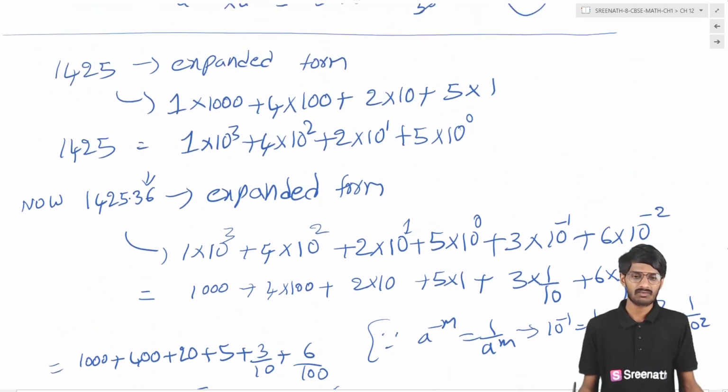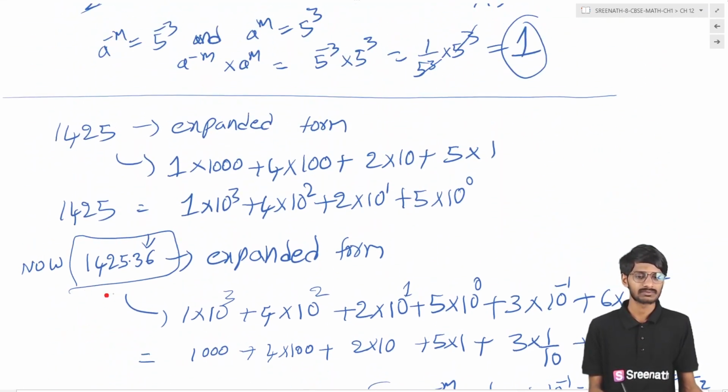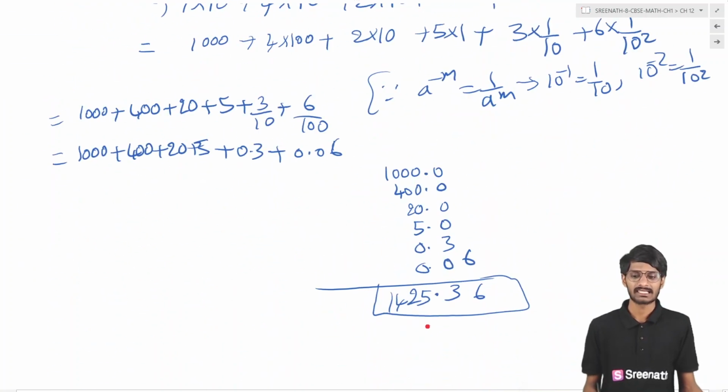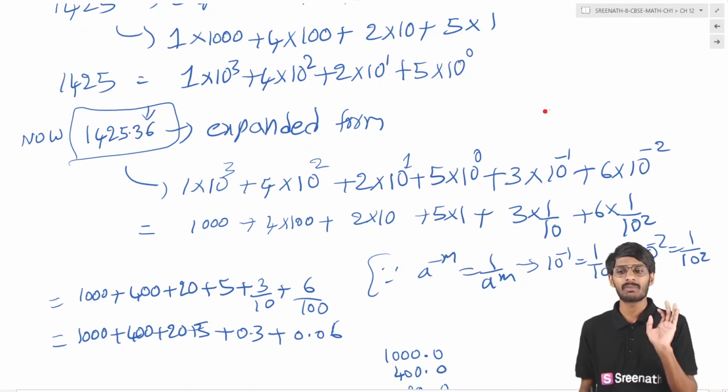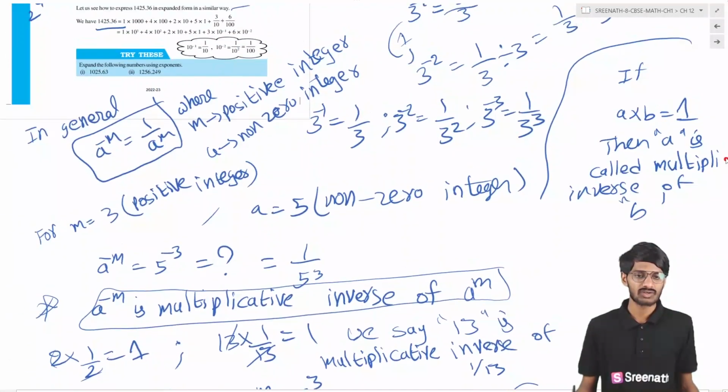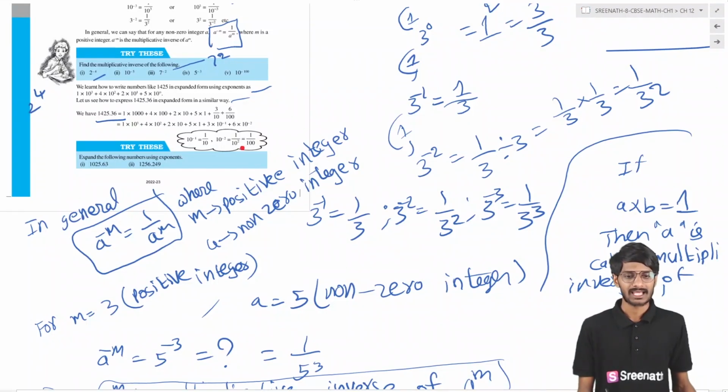So finally our LHS equals RHS. So this is the correct answer, students. So we can expand like this. We can expand any number like this, students. Okay, can you understand it? So we can expand it.